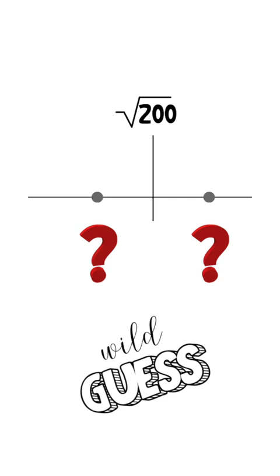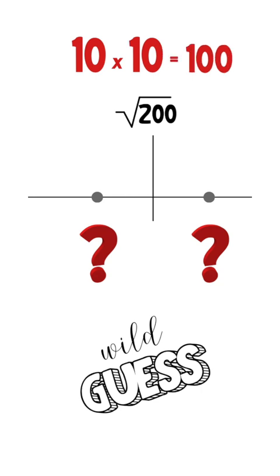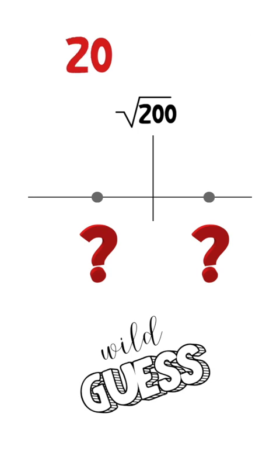So in this case, let's make a wild guess. We know that 100 is a perfect square, right? Because it's 10 times 10. So the square root of 200 is going to be more than 10. So let's do a wild guess. Let's try 20.